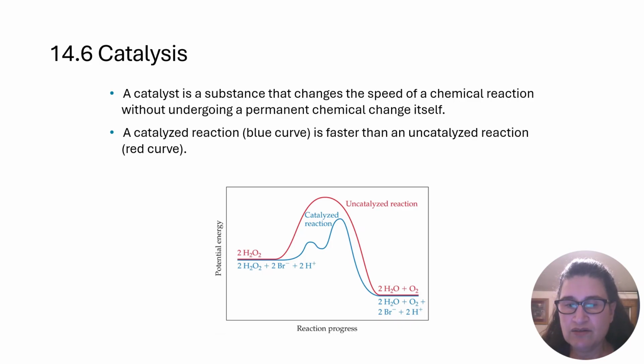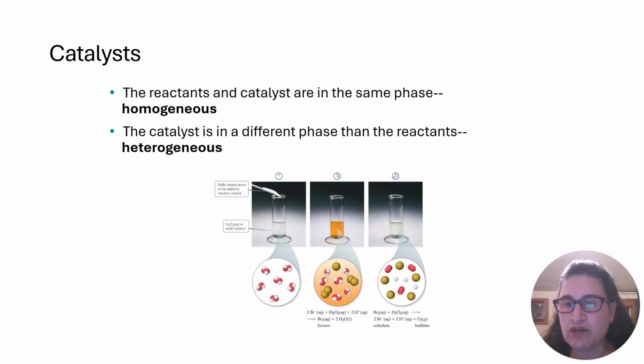All right, now catalysts are something that lowers the activation energy. So you can see here we have the uncatalyzed reaction, and the blue one is the catalyzed reaction. So it is something that we add that only changes the speed of the reaction. It doesn't actually undergo a change itself, and it can be used again. So it lowers the activation energy. And these catalysts can either be homogeneous, meaning the same phase as the reactants, or they could be heterogeneous, meaning they are in a different phase than the reactants. And that's going to be the end of chapter 14.